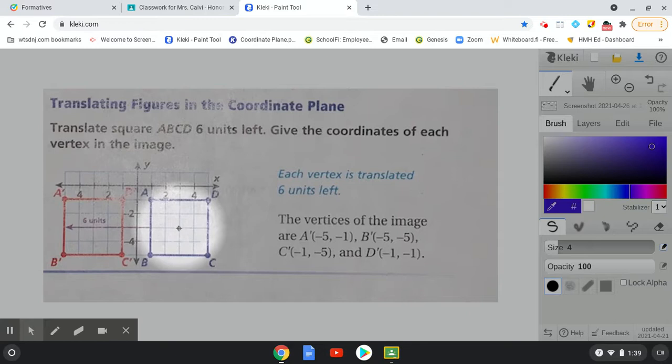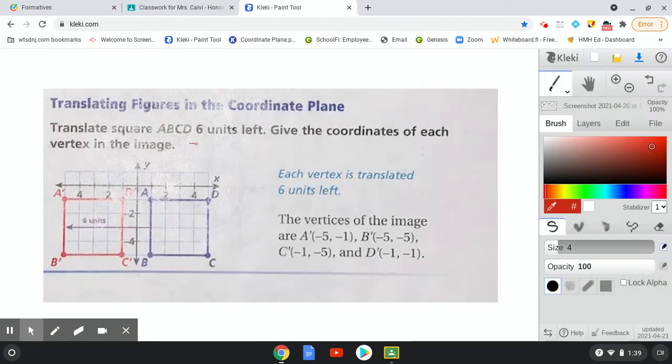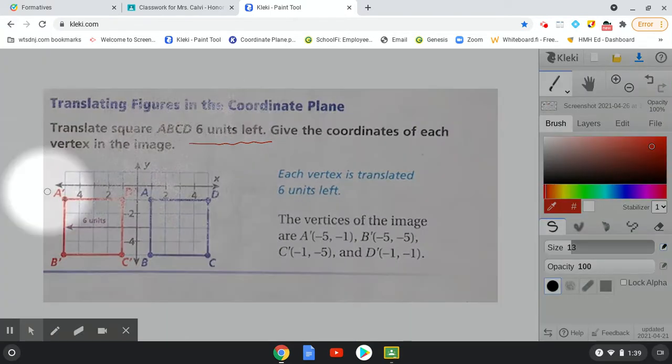So all we're going to do is take this original figure and move it, or translate it, 6 units to the left. Okay, so 6 units left is what we're going to be doing. So literally, we are going to take every point in the original figure and move it 6 units left. So watch what I do. I'm going to just show you using my drawing tool.